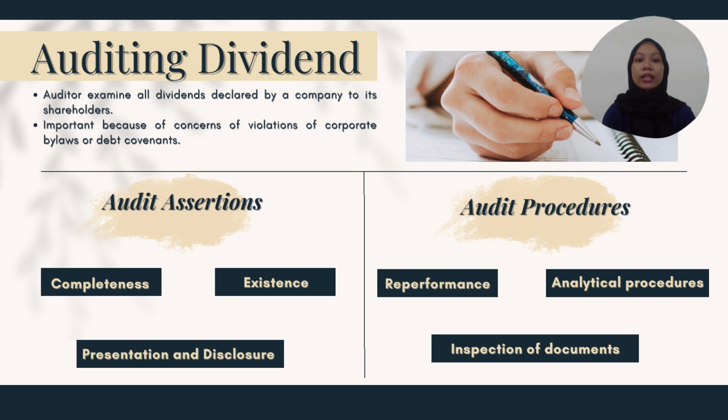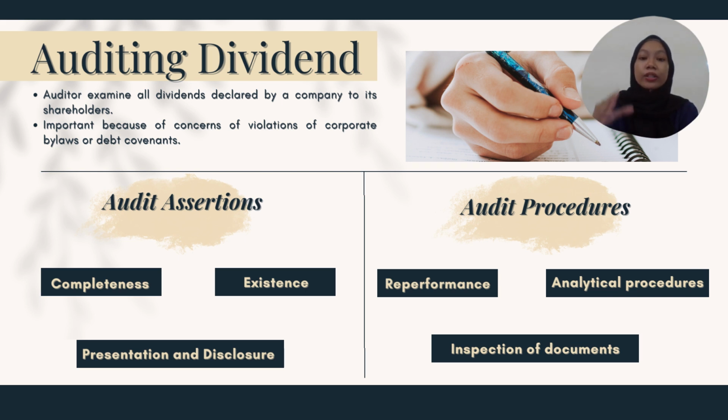The audit assertions and audit procedures for audit of dividend: completeness. The audit procedure for completeness is the auditor can do reperformance. The auditor should apply the reperformance procedure like keeping a record of the client's board minutes. They can also examine the supporting document for the dividend declaration, which is being placed to the general ledger.